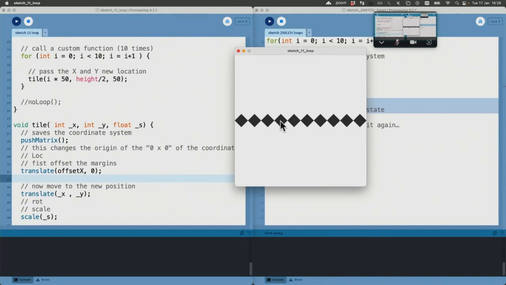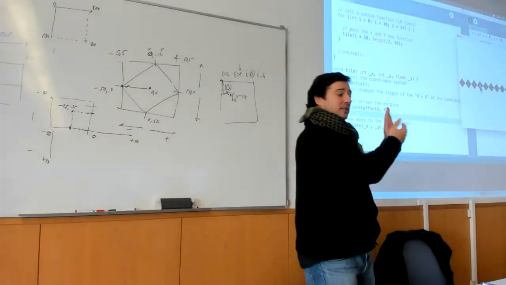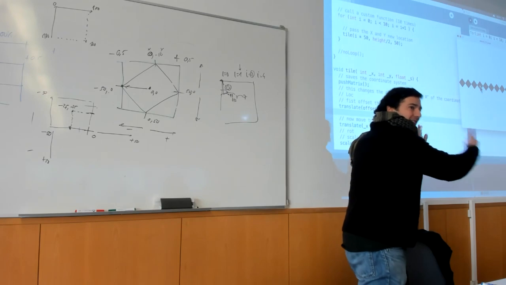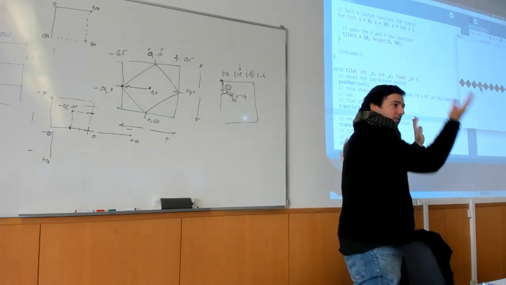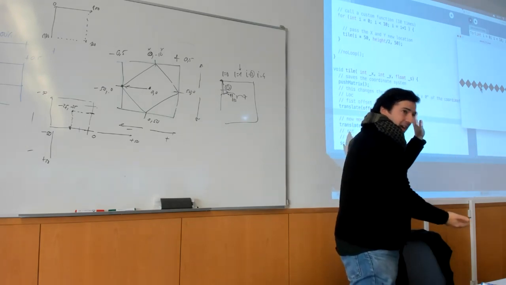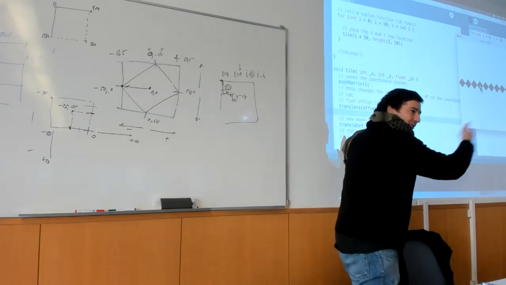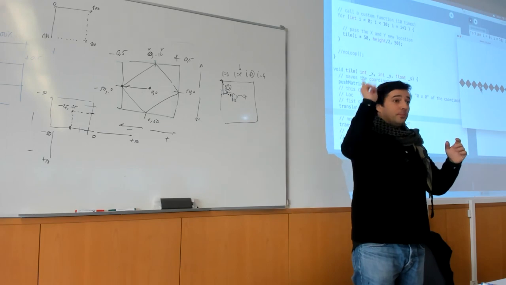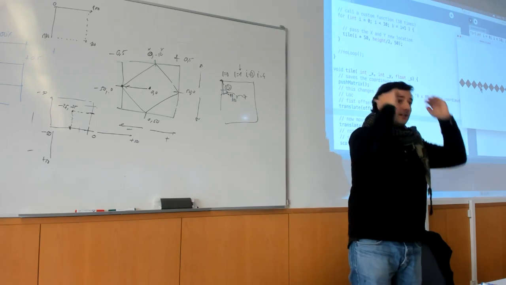So right now, I have a line of squares, but I want 1, 2, 3, 4, 5, of 1, 2, 3, 4, 5, 1, 2, 3, 4, 5, 1, 2, 3, 4, 5. So I want to do what's called a nested loop. It's a loop inside another loop.